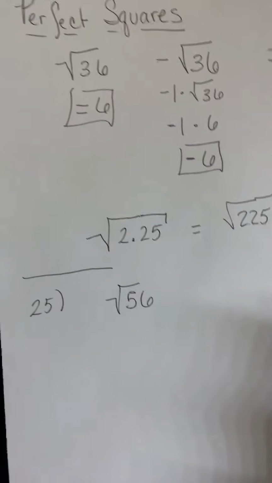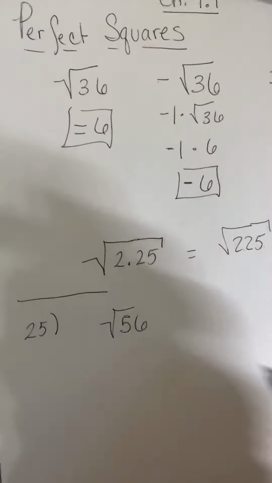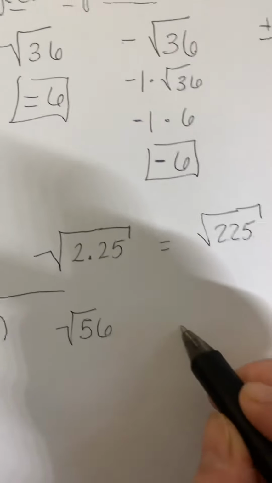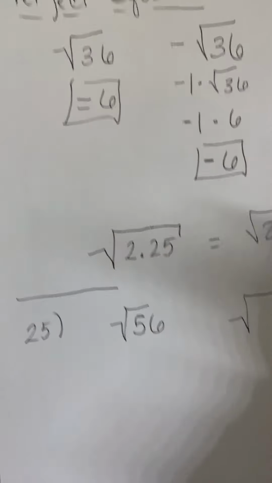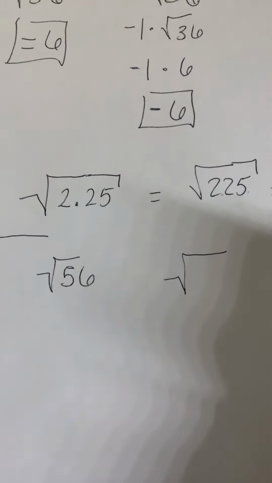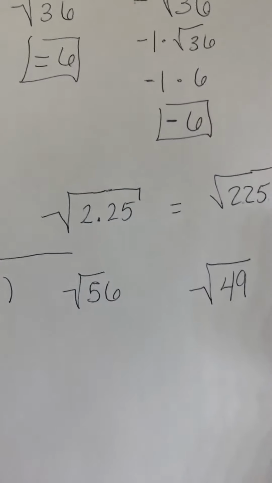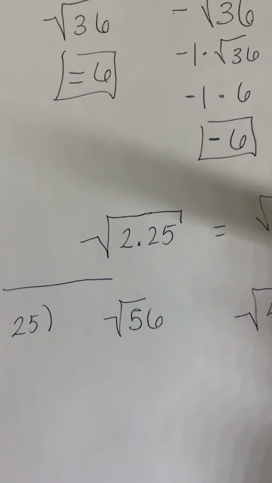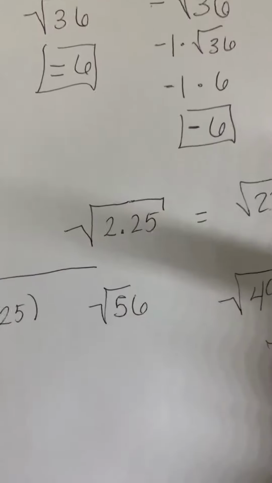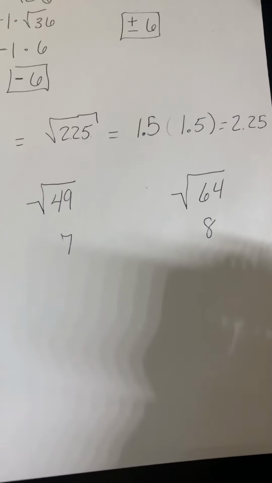So when you do the square root of 56, I want you to think about what 2 perfect squares it is between. So you would say it's between the square root of what 2 perfect squares? So it's between the square root of 49 and the square root of 64. So it's between 7 and 8, right? It's between those 2 perfect squares.